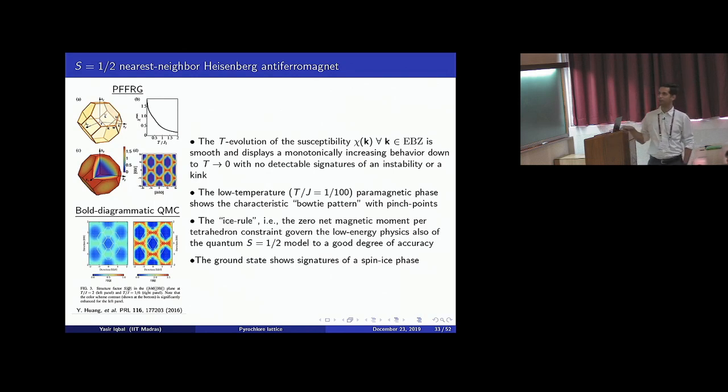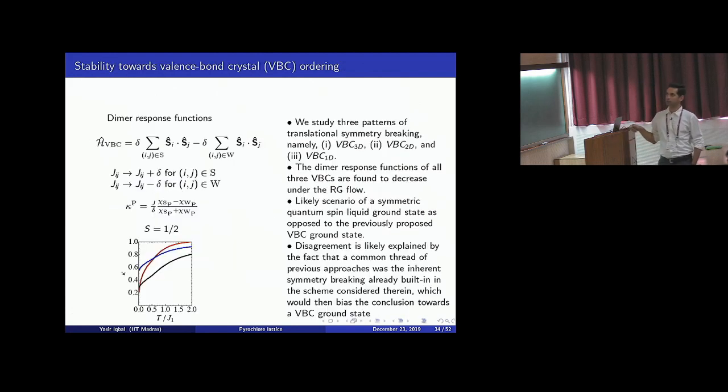So one of the results is that the ground state we found was non-magnetic. To rule out whether it could break translational symmetry, or whether it is a valence bond crystal, what you can do is compute dimer response functions. You introduce symmetry breaking with different patterns, and then compute the response function in the RG flow. We tried some simple VBC patterns, and under the RG flow the response function always dies out. So the system is not responding to the symmetry breaking which is present, and is trying to reject it.